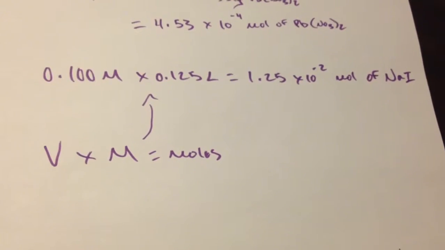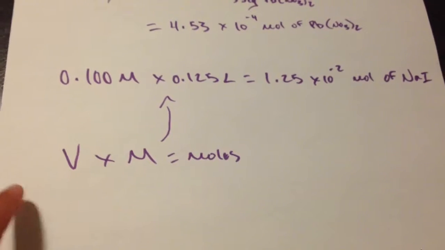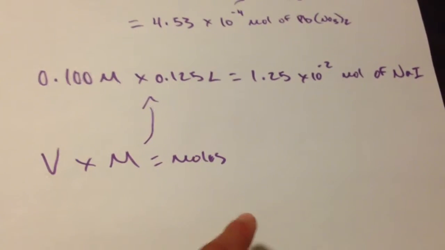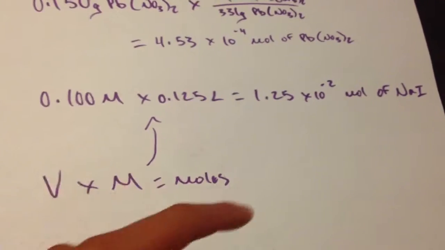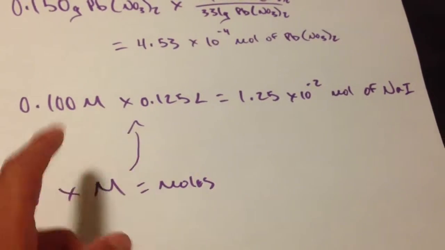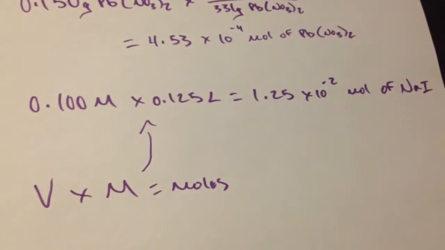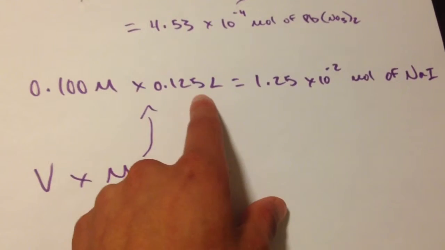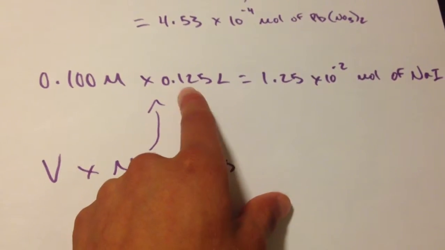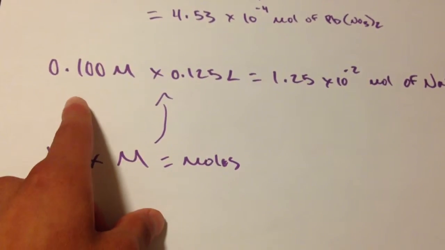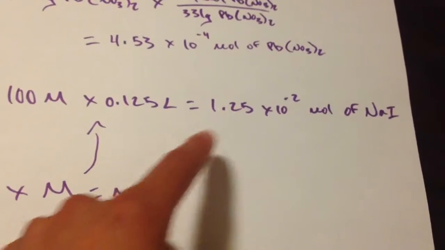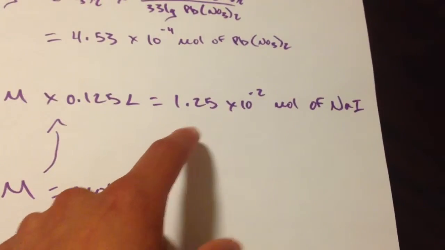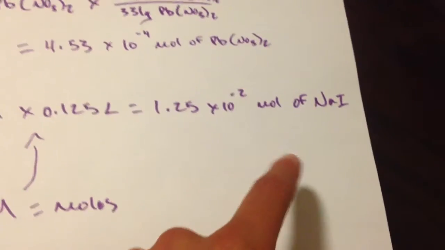To find the moles of NaI, we use this little equation, which is volume times molarity, to obtain the moles. First, we need to convert the 125 milliliters given to us in the problem to liters, and we do it here. Then you multiply by the molarity, which is 0.100, and when you do that, you get 1.25 times 10 to the negative 2 moles of NaI.